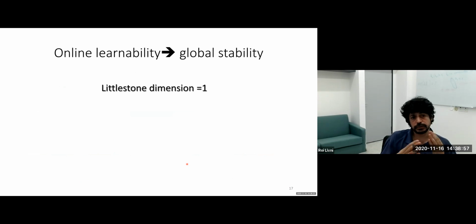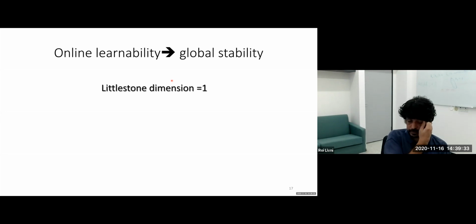So that means that all we need to show is that online learnability implies global stability. Okay, and now we don't need to even think about privacy anymore. So we have the following problem. We have an online learnable class. Can we somehow construct an algorithm that with some probability will output the same hypothesis every time we run it? So I'll give you a high-level proof of why you can do that.